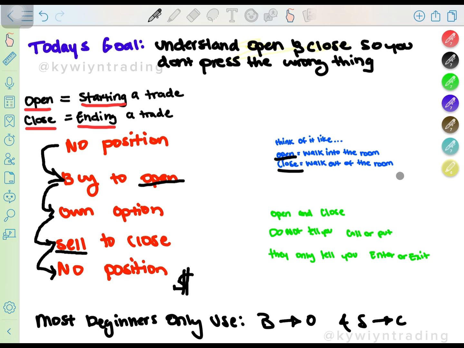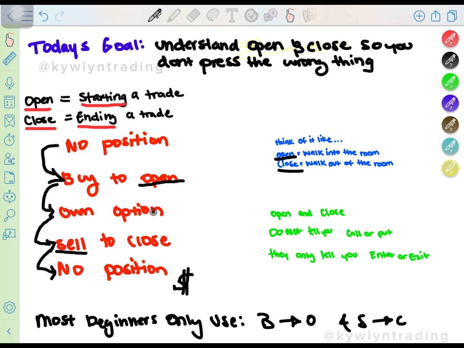Now, you might hear people say sell to open, or you might hear them say buy to close. These are very real terms, but they're usually used when traders are selling options instead of buying them. That is a more advanced strategy. So you can buy to open a position and then sell to close that position, to where you end back up with no position, but you're left with your profit. Or you can do a whole different, more advanced strategy where you're selling options.